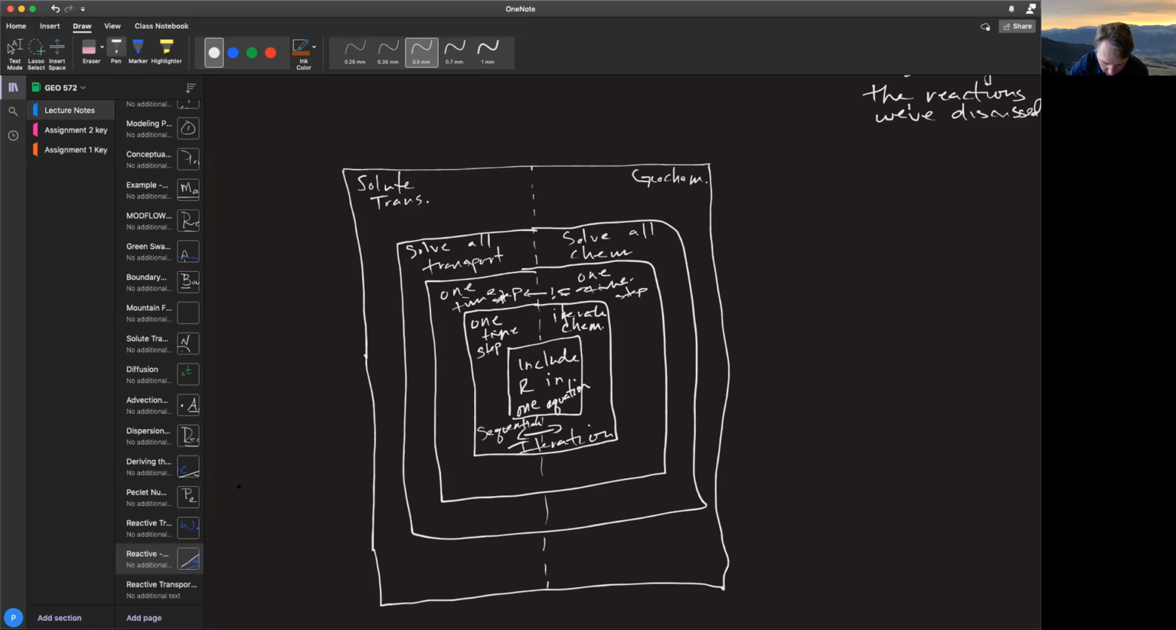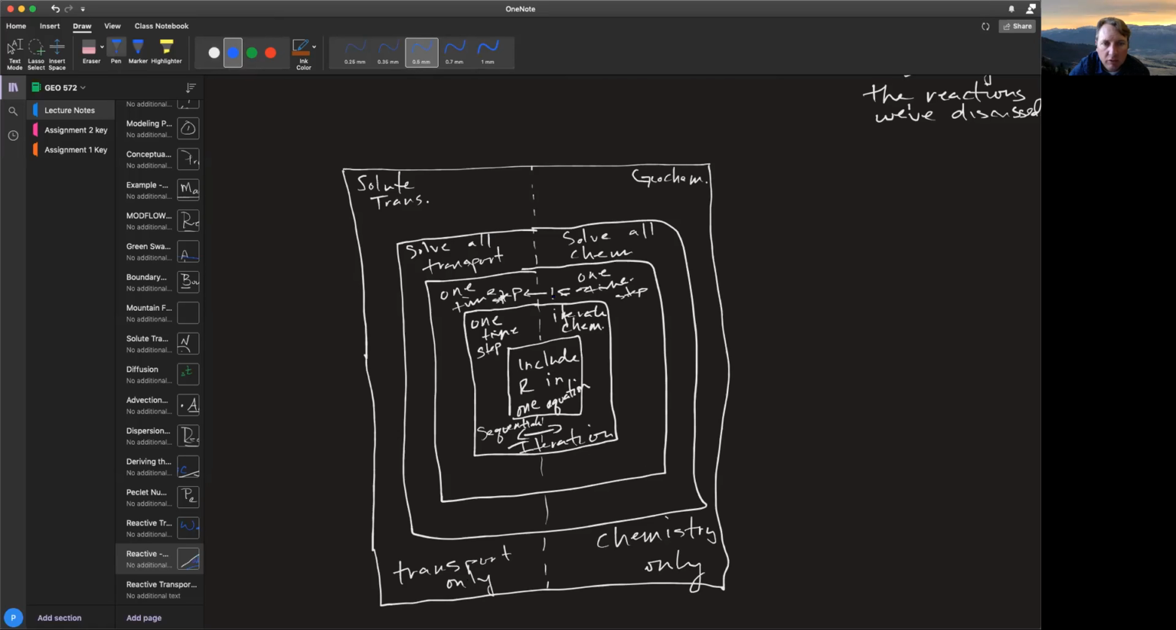And then the highest level is this, well, this one we just consider transport only. All right, so this is conservative transport, and this one is chemistry only, and this is what we call batch chemistry. All right, and these are the sort of levels of coupling.